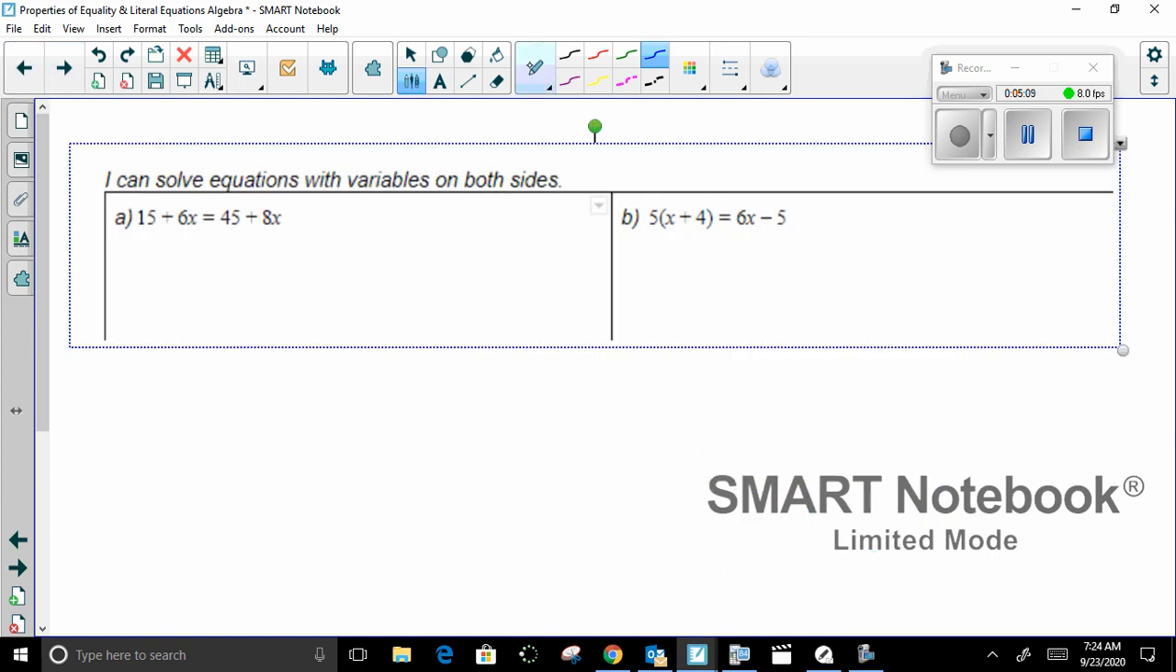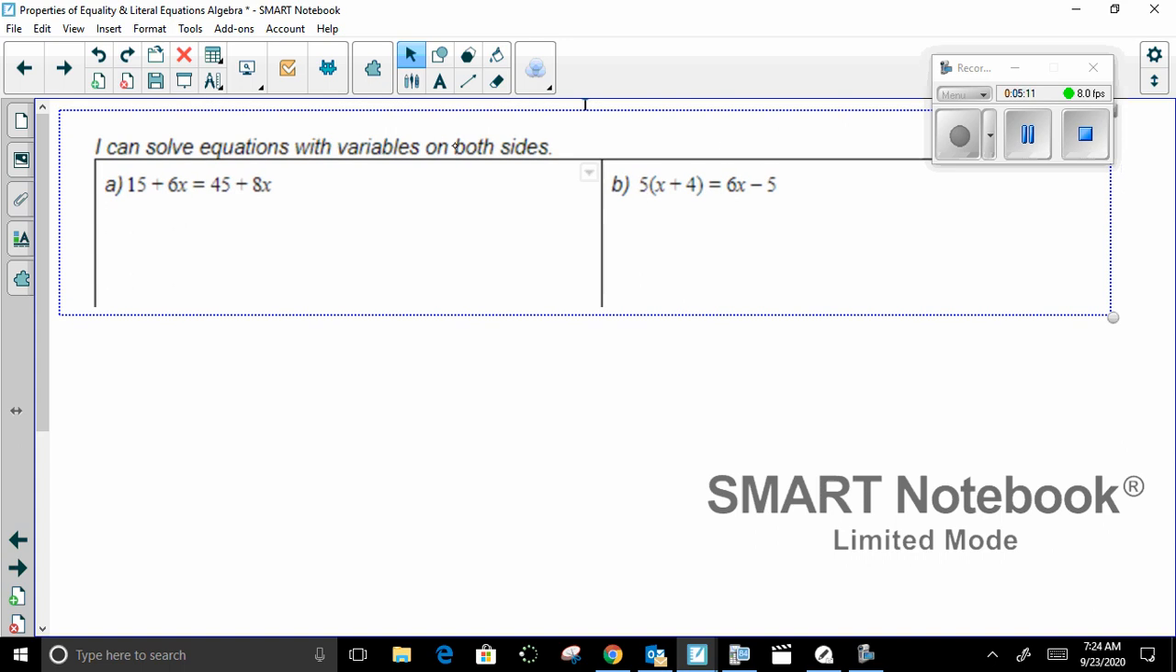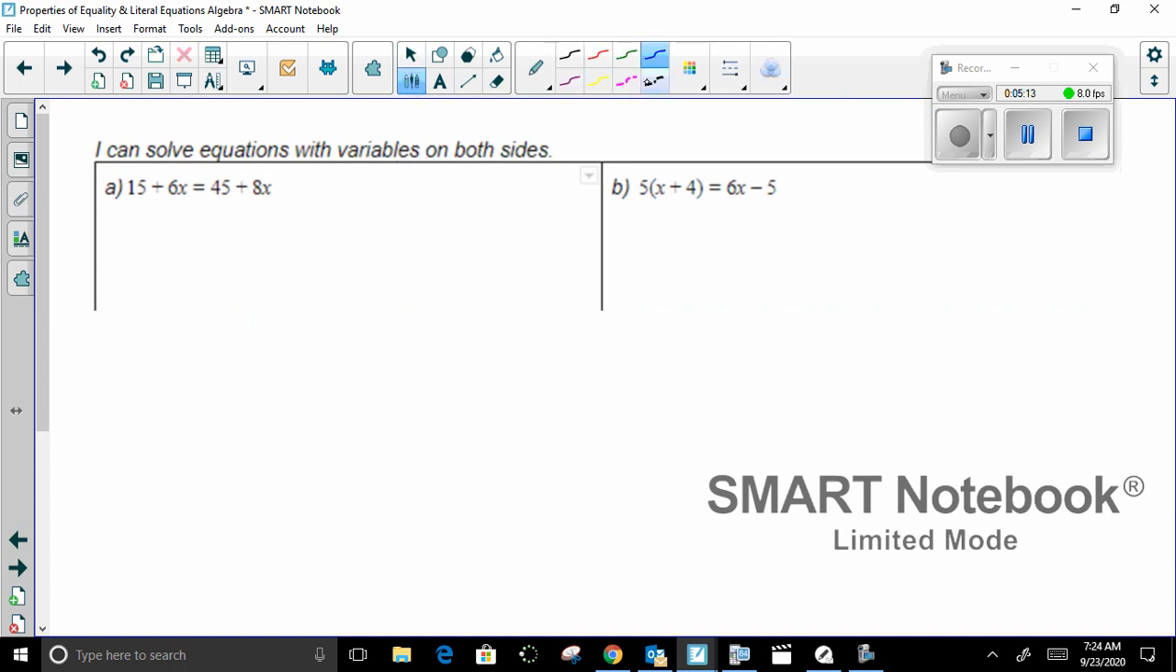Let's do some with variables on both sides so we have to worry about that aspect. I'm going to try this b. So I got to get rid of parentheses. So 5 times x is 5x. 5 times positive 4 is positive 20. So I got rid of parentheses.